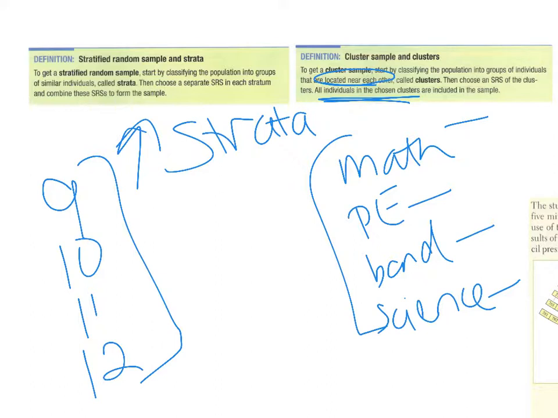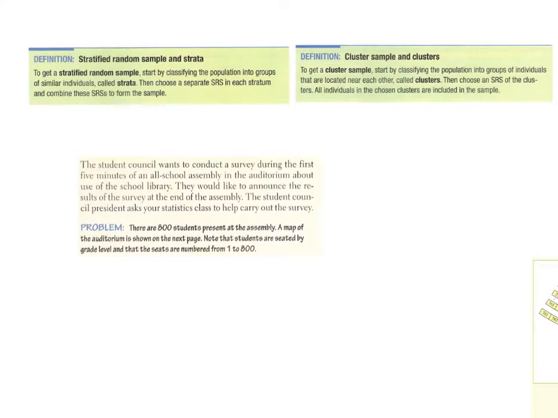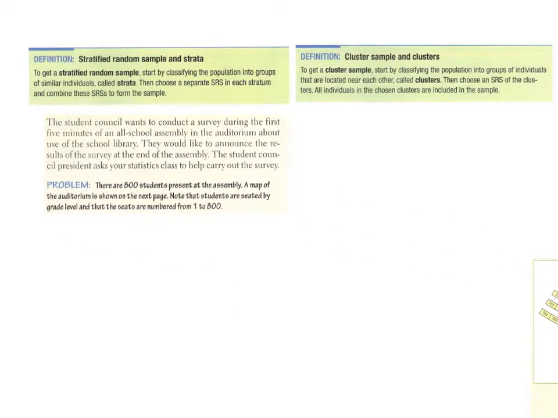Okay, so let's look at an example of this. Let me get rid of some of this stuff here. So the student council wants to conduct a survey during the first 5 minutes of an all-school assembly in the auditorium about the use of the school library. They would like to announce the results of the survey at the end of the assembly. The student council president asks your statistics class to help carry out the survey. So your problem here is you have 800 students present at the assembly.